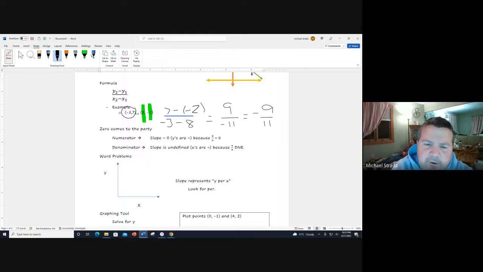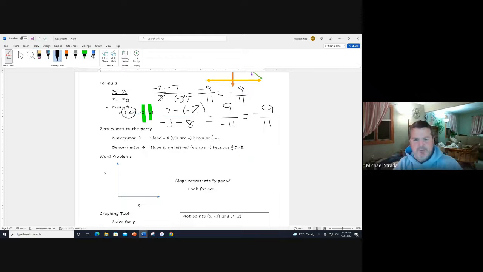For those of you worried about the order, if we switch the order and started with the 8, negative 2 first, that'd be negative 2 over 8, minus, minus, then the 7 over the negative 3. Negative 2 minus 7 is negative 9. 8 minus negative 3 turns into 8 plus 3, which is 11. And look at that, you end up with the same value, negative 9 over 11. So it doesn't matter the order in which you do it.